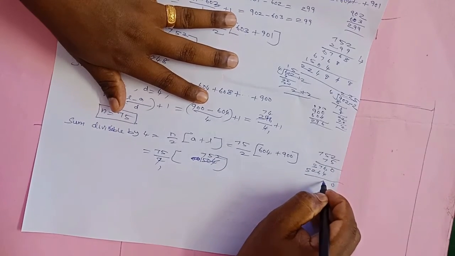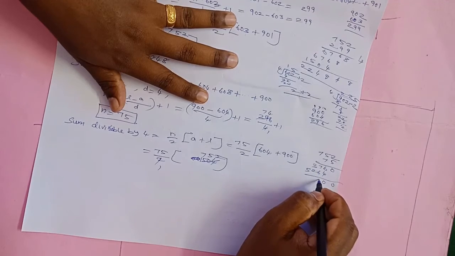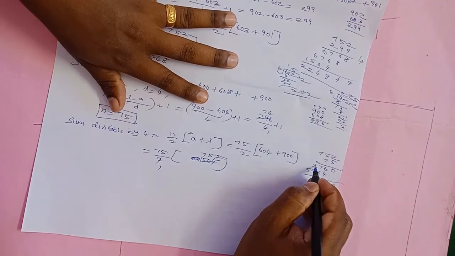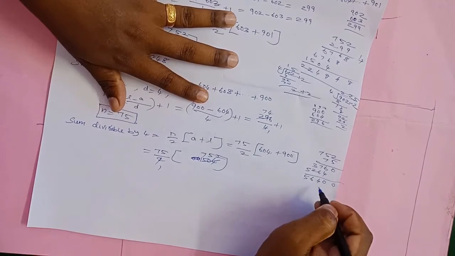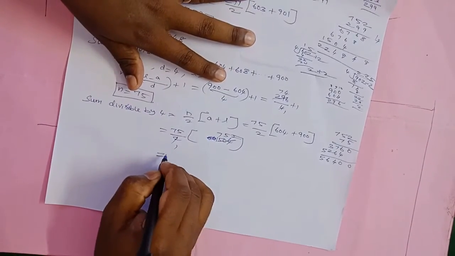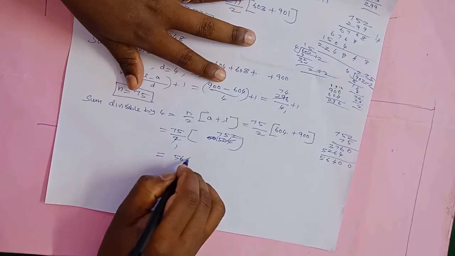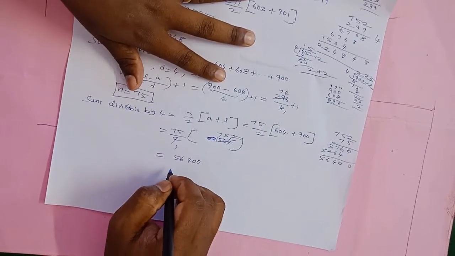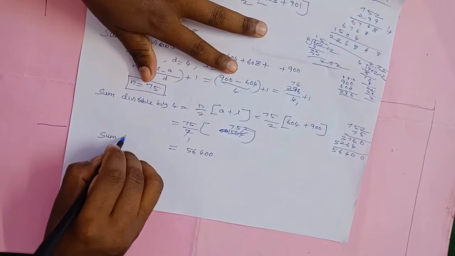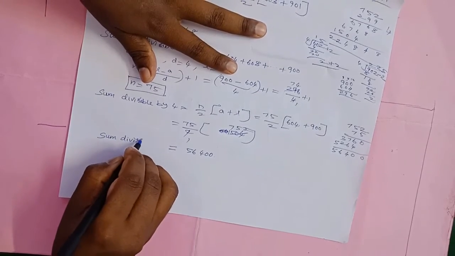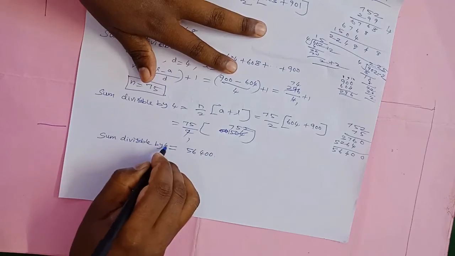So 0, 10 remaining 1, 8 plus 6 equal to 14, remaining 1, 4 plus 2 is equal to 6, 5. This sum is equal to 56,400. So this is the sum divisible by 4.